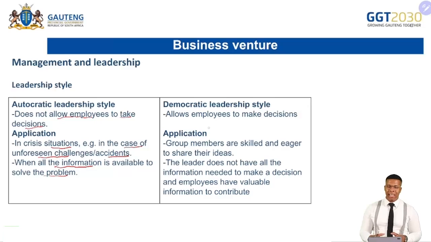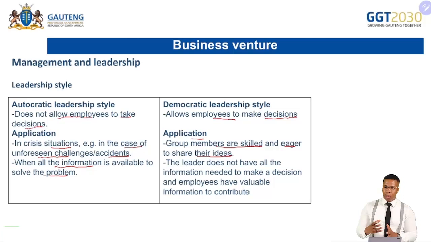Looking into another leadership style, we have your democratic leadership style. It allows employees to make decisions. So a democratic leader would allow employees or subordinates or followers to contribute towards the decision-making process. Now, application, when to use democratic. The leader should use democratic when group members are skilled and are eager to share their ideas. So when the followers have the skill, then the leader can use democratic.